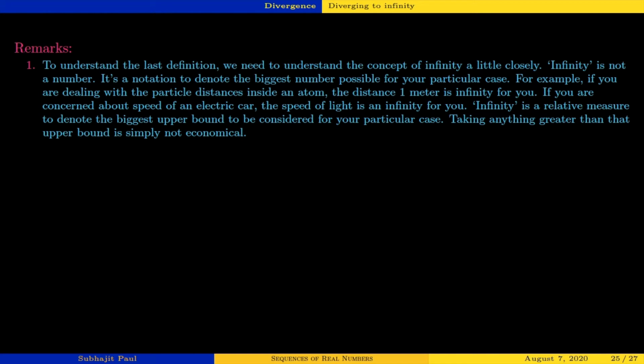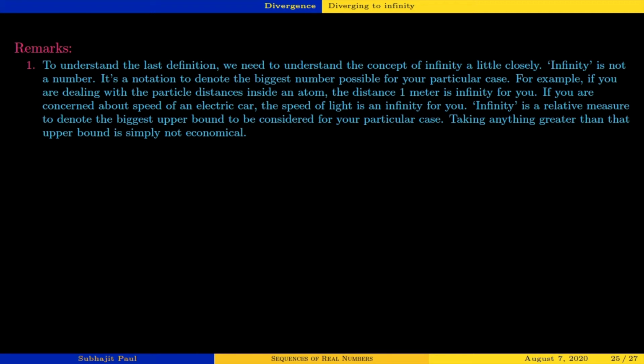So it is like, suppose you want to build a particular device to measure the atomic particle distances. Now, every device must have a range, just like the ruler inside your pencil box. That ruler has a range of up to 6 inches or 15 centimeters. If that ruler does not serve your purpose, there are bigger rulers to serve your purpose. So every device must have a range.